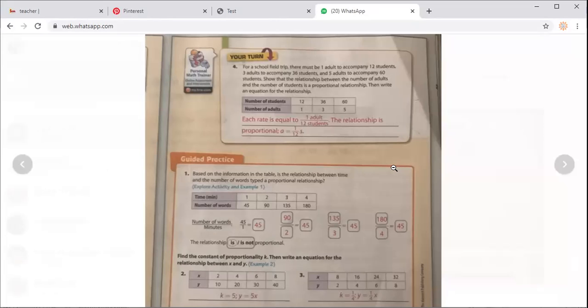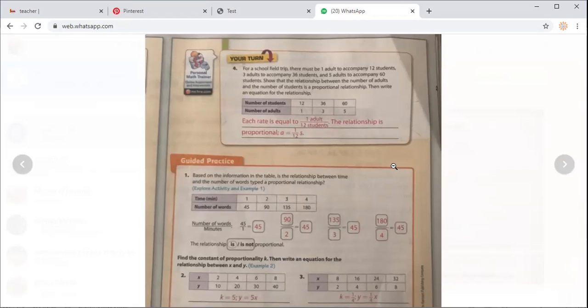Grade 7, 3 over 36. It can be divided by 3. Exactly. So it will be 1 over 12. Thank you so much. Very good. Then move to the next point. 5 over 60. Both of them can be divisible by 5, and in simplest form it will be 1 over 12, right? Yes.